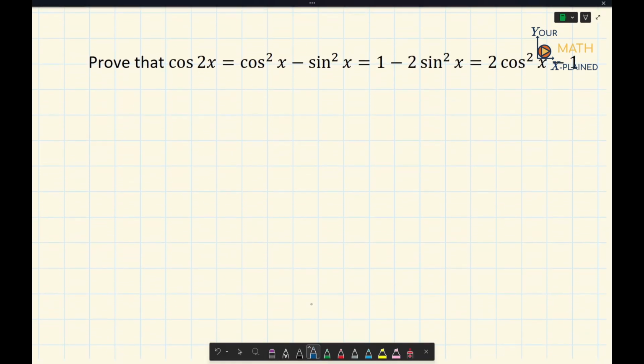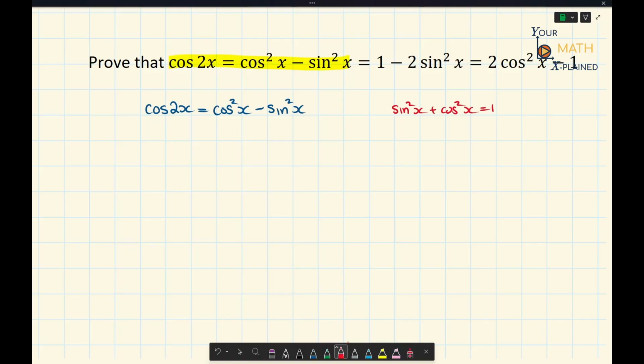So in the last video, we already proved the first part. We proved this one. So that is going to be our starting point. So we have cos 2x is equal to cos squared x minus sine squared x. And then in the last video, I hinted that we can get the other two simply by using the Pythagorean identity, which is sine squared x plus cos squared x is equal to 1.